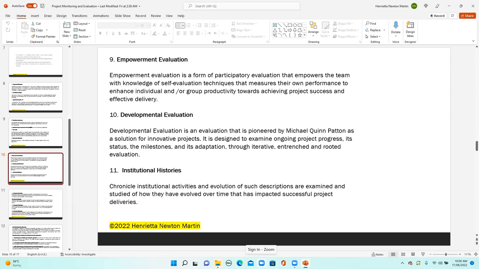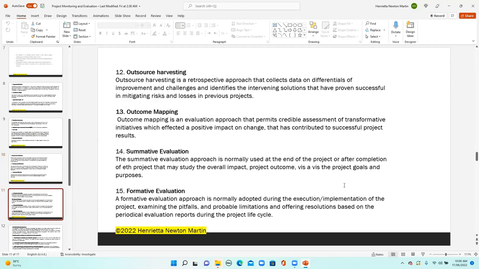Evaluation approaches. Okay, next, let's move on to institutional histories. Chronicle, that is how it has developed. Evolution: chronicle institutional activities and the evolution of such, not evaluation, evolution. The progress of such descriptions is examined and studied, of how they have evolved over time, that has impacted successful project deliveries.